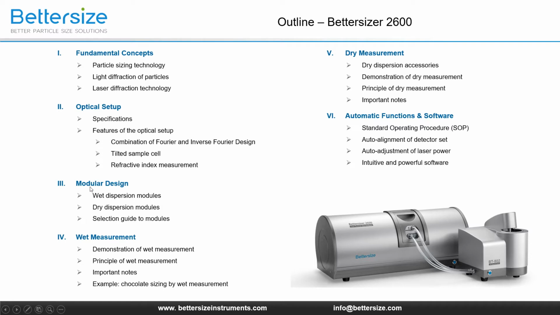Next, I will show its modular design for fast and easy switch between wet and dry dispersion modules. I will walk through the wet and dry measurements respectively, with respect to demo, principle, and important notes, etc. Last but not least, as a highly automatic instrument, the Betasizer 2600 owns intelligent functions and powerful software, which will be explained in detail in the last section.